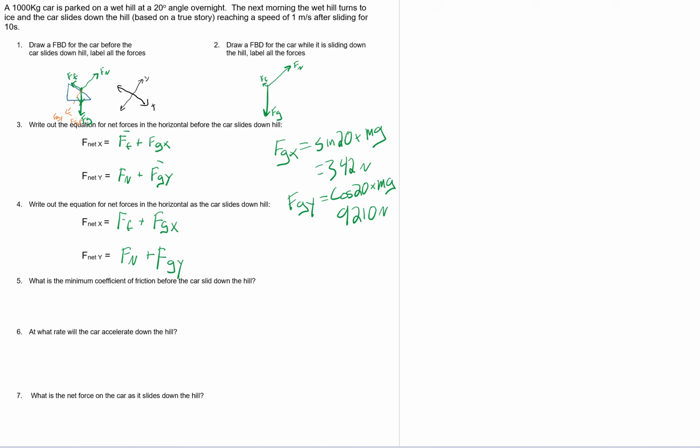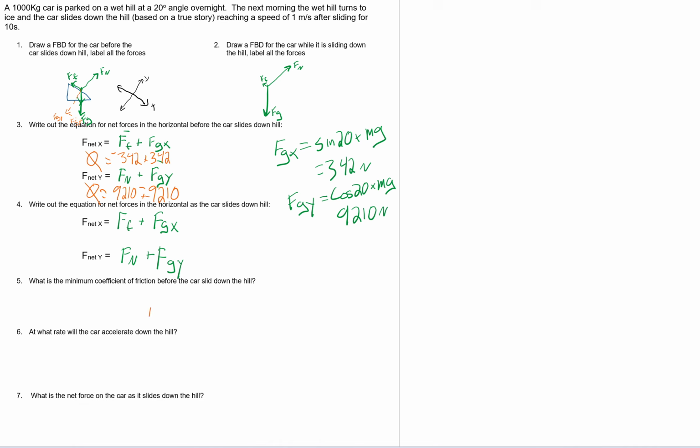9,210 newtons. Boom. So for minimum coefficient of friction, in order for that to happen, going back up to this equation, that means net force is 0. If the force of gravity x is 342, the force of friction has to be 342. Net force in the y is 0. If the force of gravity in the y is 9,210, the normal force is 9,210. This is negative, and all of that math should work out.